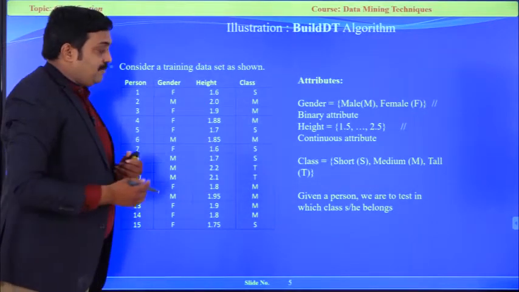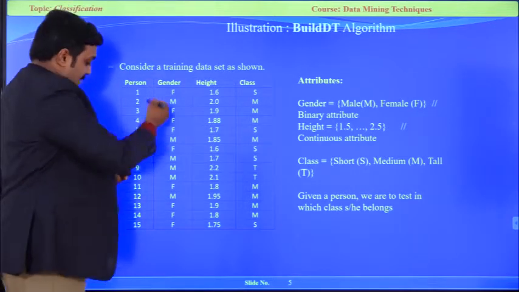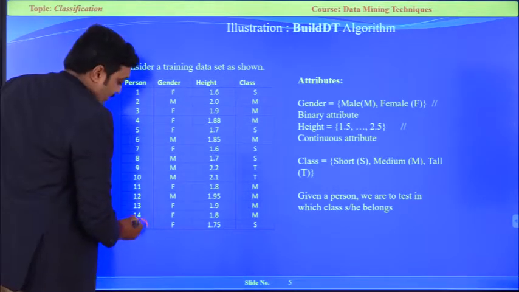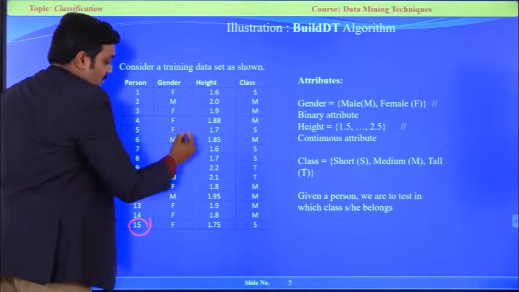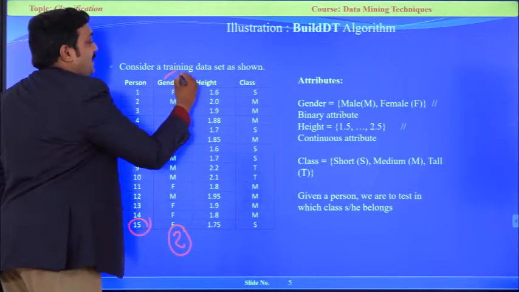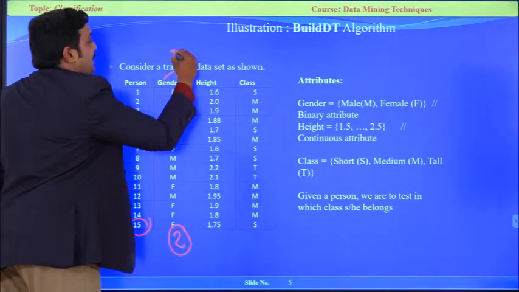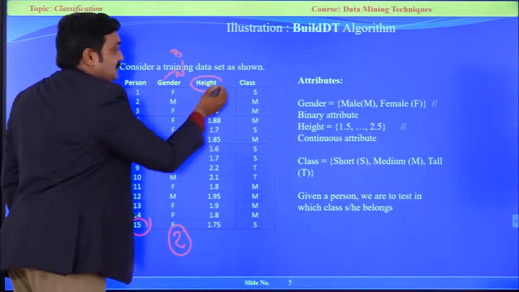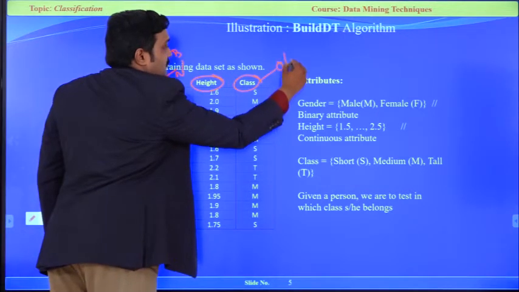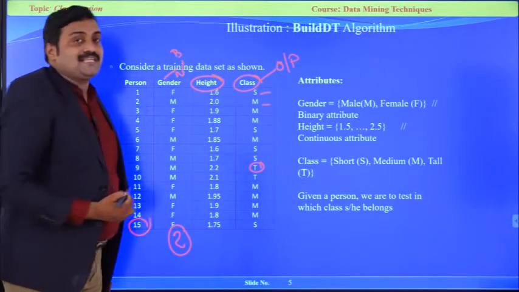Now I am taking a simple example, as I discussed earlier. I have a data set D with 15 records and gender. So we have two classes, two values, male and female. So this is nominal or categorical of type binary, and height and class. This is the output: smaller, medium, taller, 3 classes.